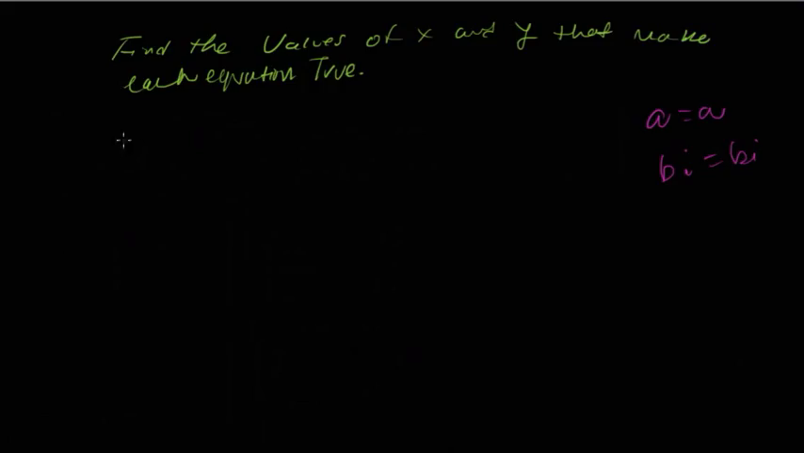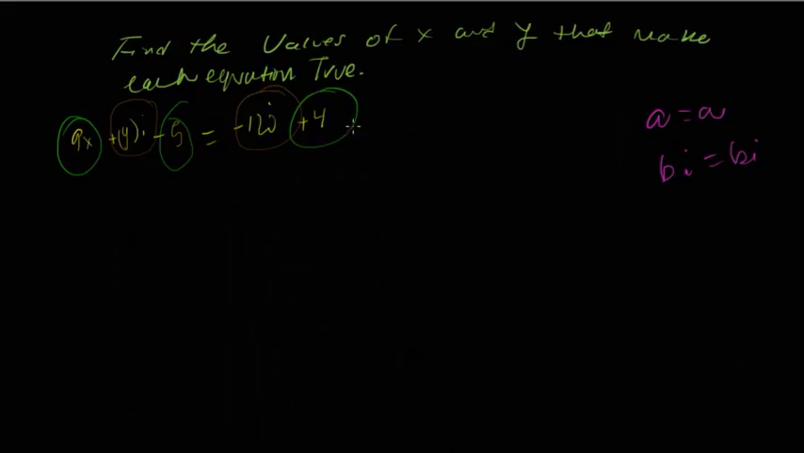If we have the equation, let's start off with an example here. If we have 9x plus y times i minus 5 is equal to minus 12i plus 4. The first thing that we want to do here is identify our real numbers, which will be 9x, minus 5, and plus 4. We want to identify these numbers because we're going to set them equal to each other, and our imaginary numbers are these here. We're going to set them equal to each other.